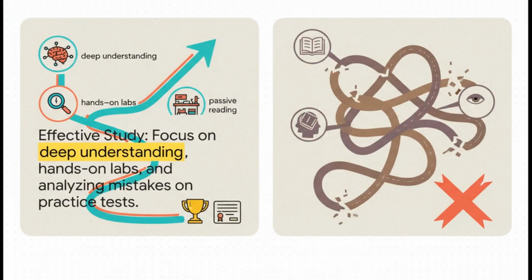This slide basically shows you 2 paths, 2 choices. The ineffective path is what a lot of people try. Cramming last minute, relying on sketchy brain dumps, and just passively reading the material. That is a recipe for failure on an exam full of complex scenarios. The effective path, that's about truly understanding why things work the way they do, applying that knowledge in a lab, and then analyzing your mistakes on practice tests. You have to choose your path.